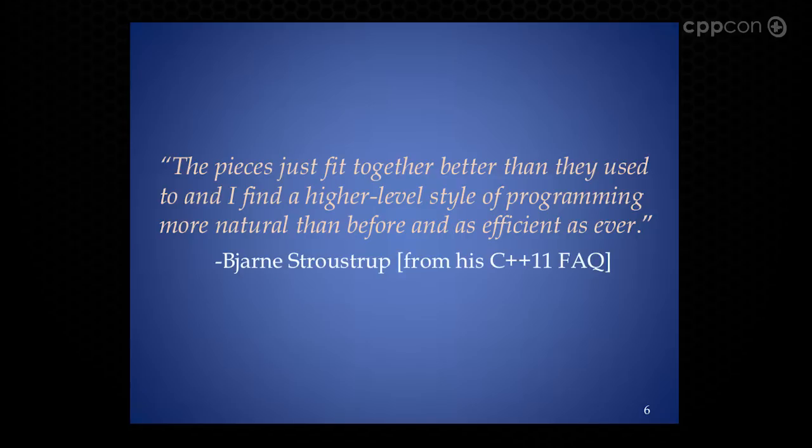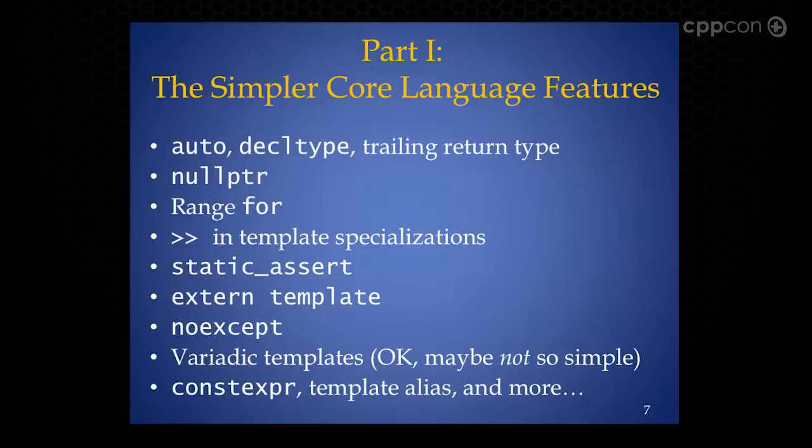I lifted this little tidbit from Bjarne's FAQ on C++11: "The pieces just fit together better than they used to, and I find the higher level style of programming more natural than before, and as efficient as ever." A little understatement there, because it's actually more efficient than it used to be. All right, so this is what we're going to cover in part one, the smaller features. Instead of telling you what I'm going to tell you, I'm just going to tell you we're covering those.